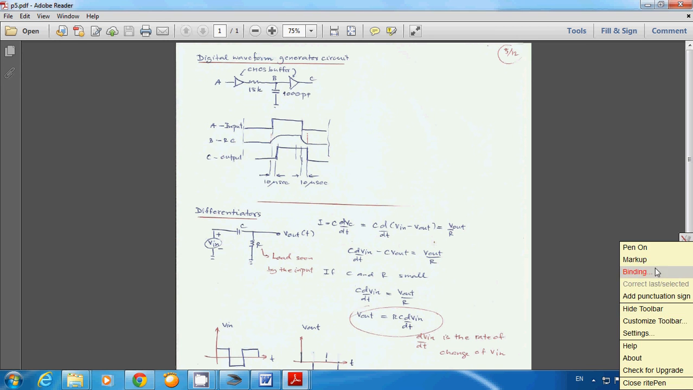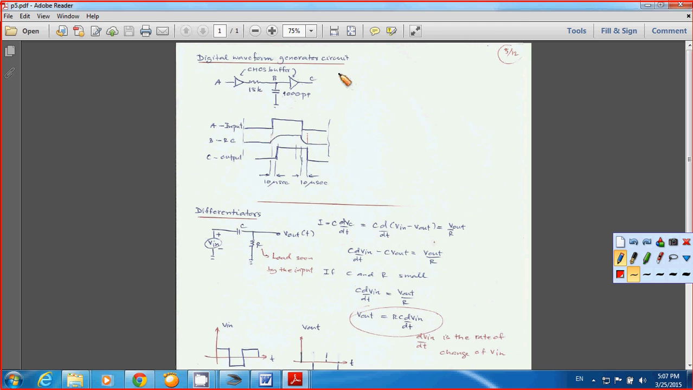The next application of a capacitor for a circuit is what we call a digital waveform generator circuit. When you connect a circuit like this one, you have one CMOS as a buffer and the other CMOS as a buffer. This is your input A, and then you have the input to the second CMOS buffer to be B, and you want to see your output as C.